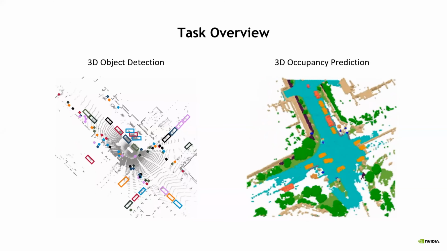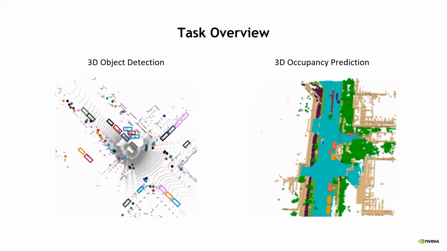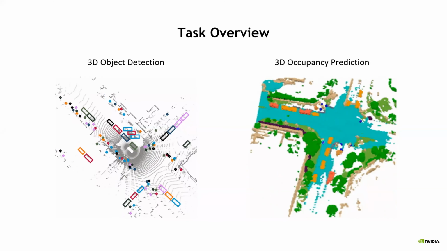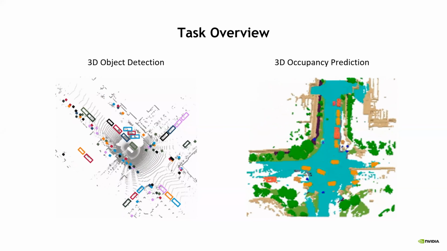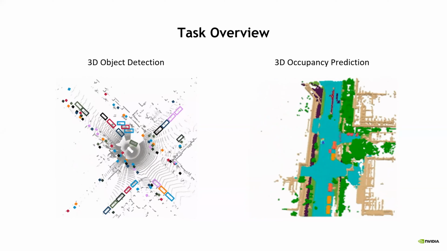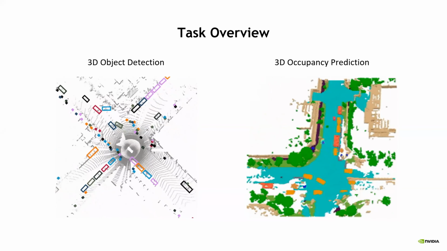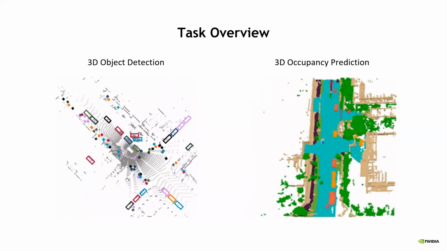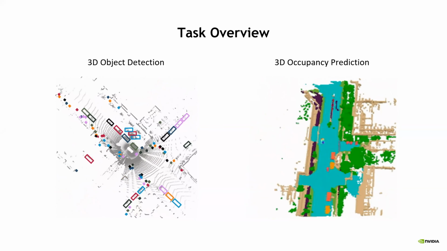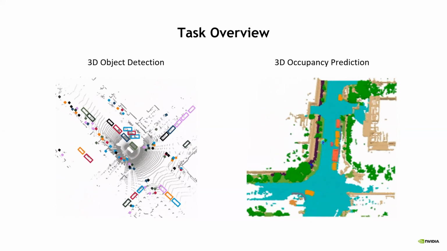Recently, 3D occupancy prediction has emerged as an important task for AV. Compared to object detection, 3D occupancy prediction incorporates much richer real-world information. Therefore, this information is very important towards the planning and prediction stack, and therefore towards end-to-end driving.